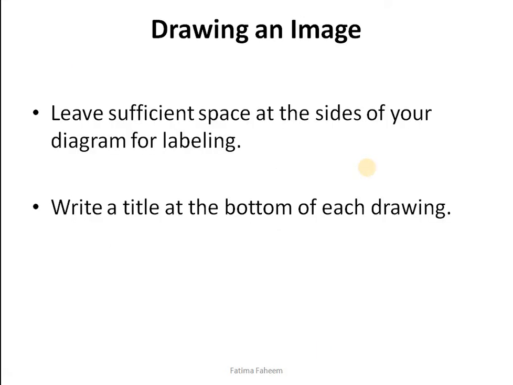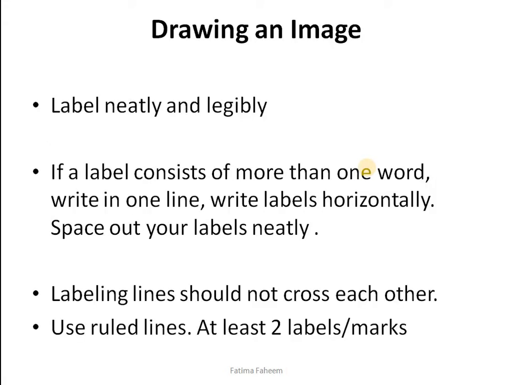Drawing an image sometimes also requires labeling it. So leave sufficient space at the sides of your diagram for labeling and write a title at the bottom of each drawing. So now we have to see how we have to label the diagrams. Always label neatly and legibly. If a label consists of more than one word, write it in one line. Write labels horizontally, spacing out your labels neatly.